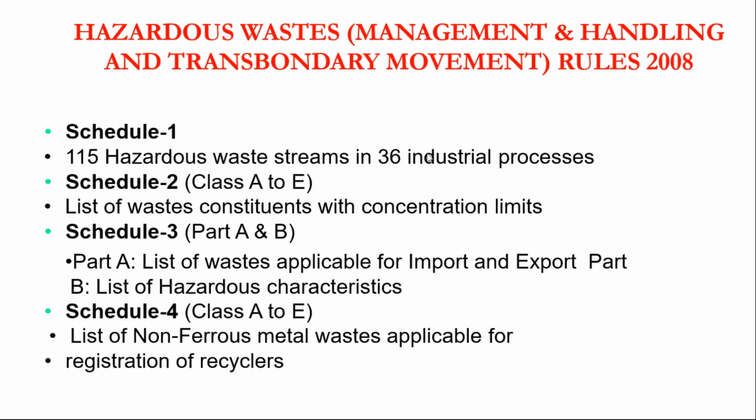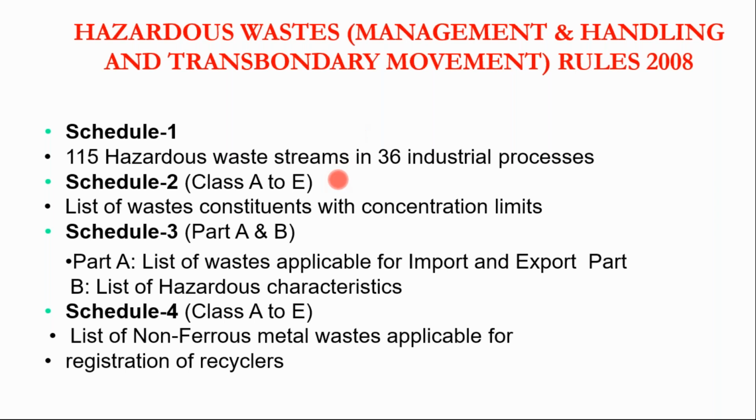Now we will discuss in brief what exactly the contents of the Hazardous Waste Rules 2008 are. There are various schedules and forms under these rules. Schedule 1 lists the hazardous waste streams, that is, 115 hazardous waste streams in 36 industrial processes. So there is a list of these different types of industrial processes and hazardous waste streams in schedule 1.